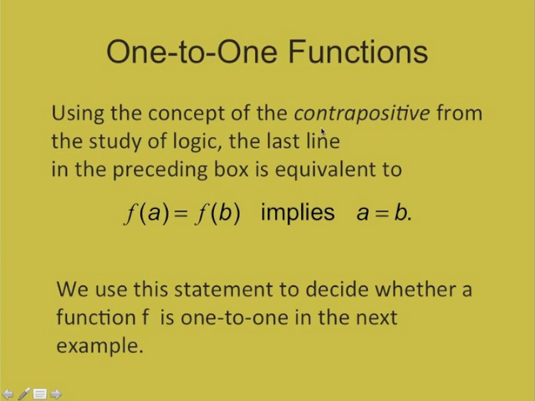Now that's a contrapositive statement, saying if the domain values are not equal, the range values cannot be equal. Then, contrapositive, we could say that if f of a and f of b are equal, that means a equals b. We can use this statement to decide whether or not a function is one-to-one in the next example.